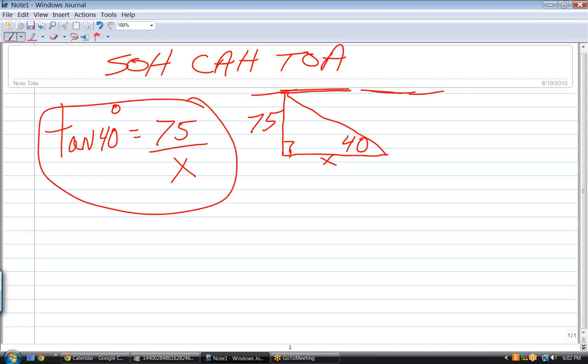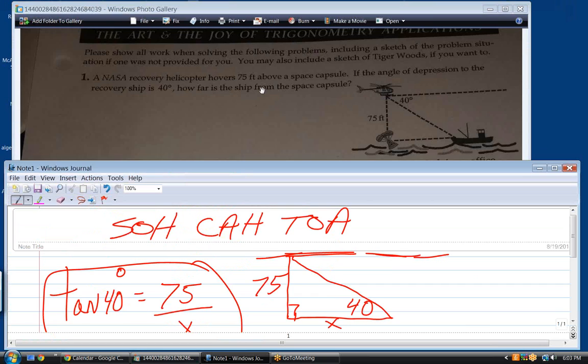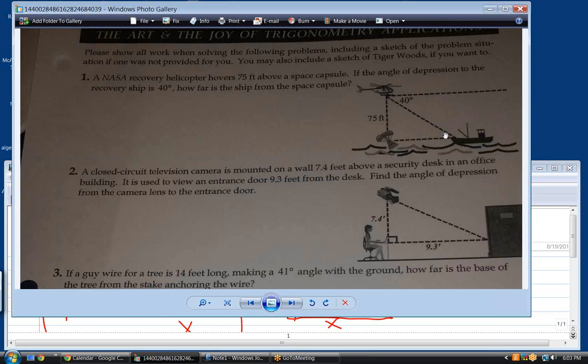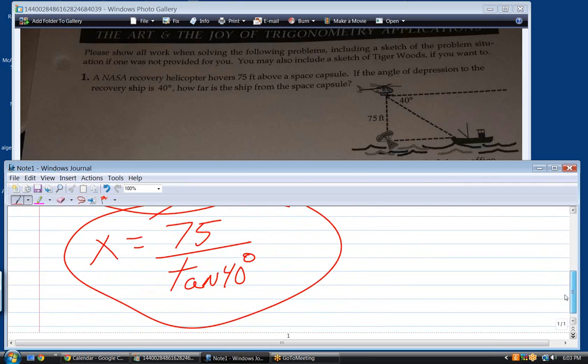And now that's just a simple equation to solve because tangent of 40 degrees is just a number that you're going to get off your calculator. So if I finish the algebra, x is 75 divided by the tan of 40 degrees. That may be the way they want the answer, because the tan of 40 degrees is probably going to be irrational. It doesn't say. How far from the ship, from the space capsule, they want it in feet. So you would have to put that in your calculator to come up with that number. Yeah, I'll do that after. Okay.